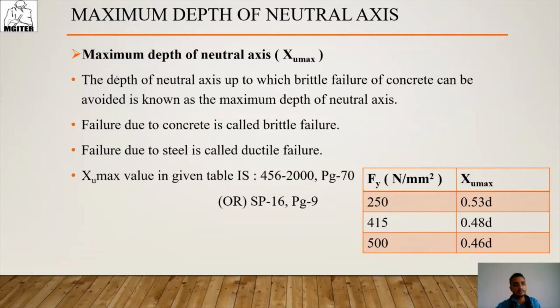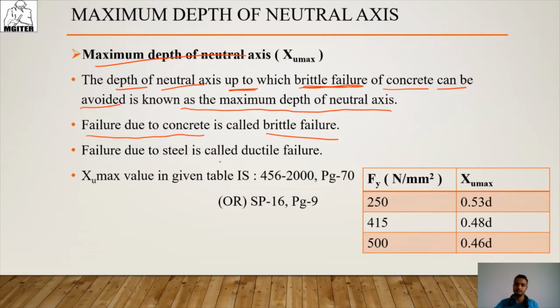Next is the maximum depth of neutral axis. What is the maximum depth? The depth of neutral axis up to which brittle failure of concrete can be avoided is known as the maximum depth of neutral axis. So what is brittle failure? Brittle failure is failure due to concrete, and failure due to steel is called ductile failure.